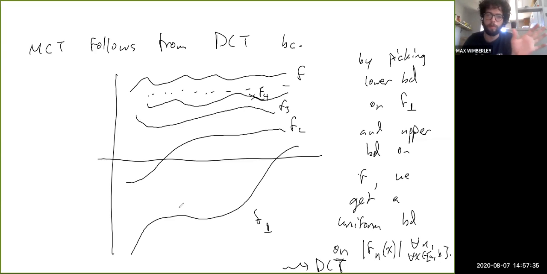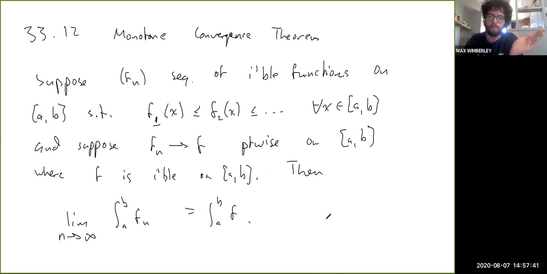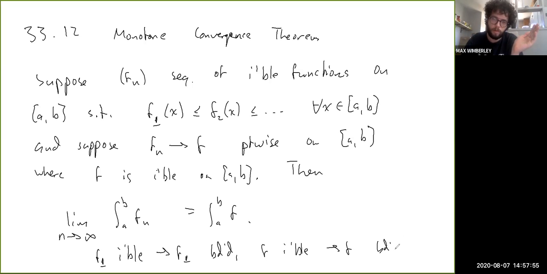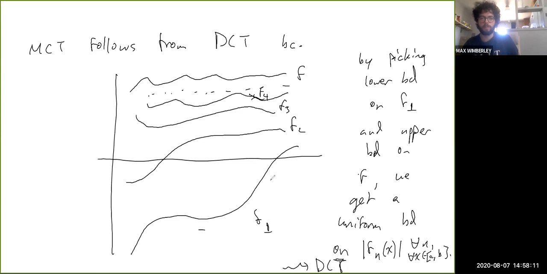So by picking lower and upper bounds here, and the reason that they have to be bounded is because they're assumed to be integrable, right? F1 is integrable means F1 is bounded. F is integrable, that means F is bounded, because we haven't defined integrability for unbounded functions, even though you can. That would be improper integrals, which we're actually not going to cover. But for our purposes, integrability includes boundedness as a hypothesis. So by picking these bounds, you can end up applying the dominated convergence theorem.